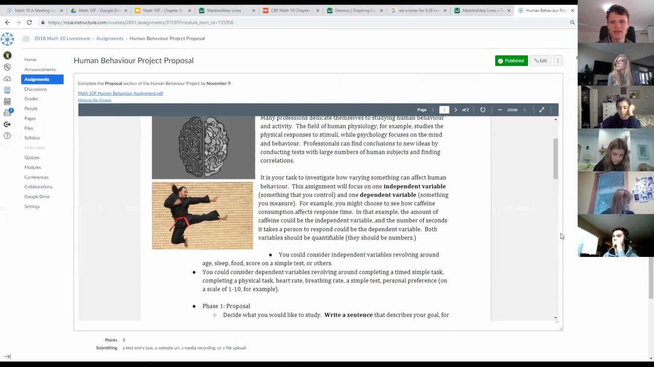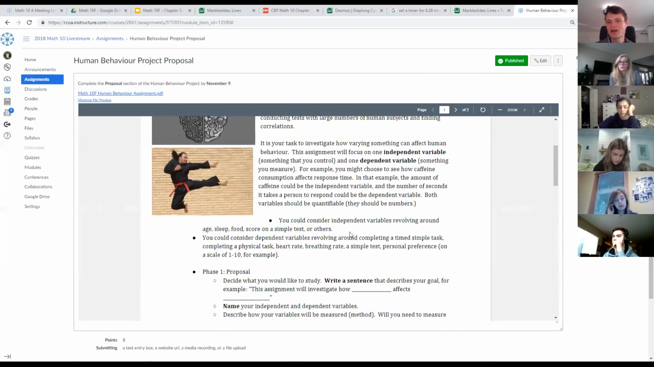So there's a couple points here. You could consider independent variables revolving around age, sleep, food, score on a simple test, or others. You could consider dependent variables revolving around completing a timed simple task, completing a physical task, heart rate, breathing rate, simple test, or personal preference on a scale from 1 to 10, for example.